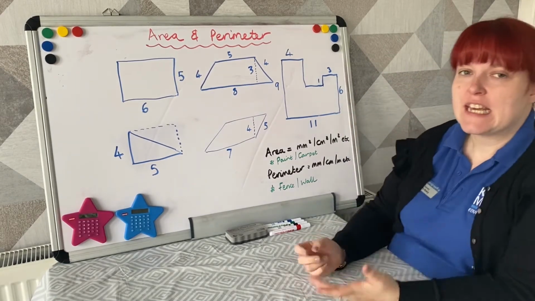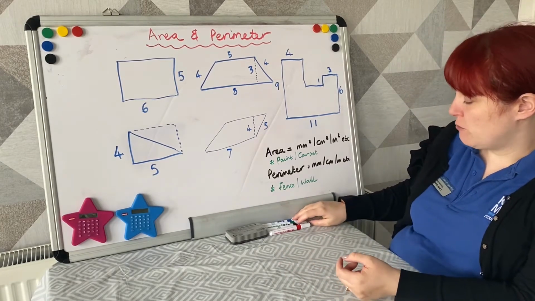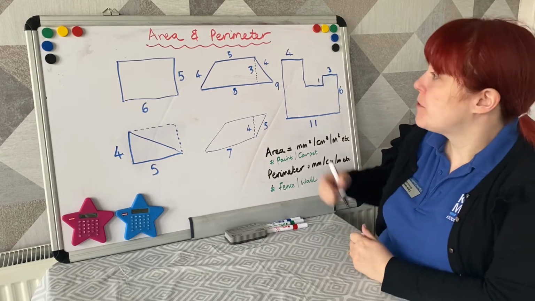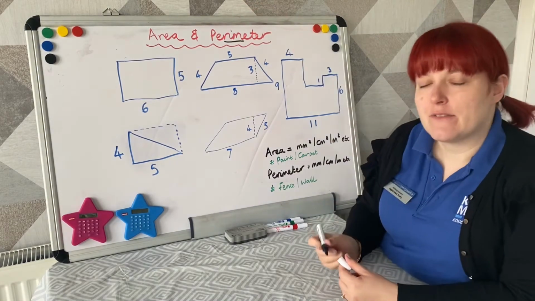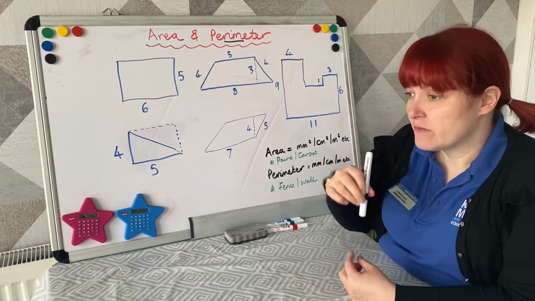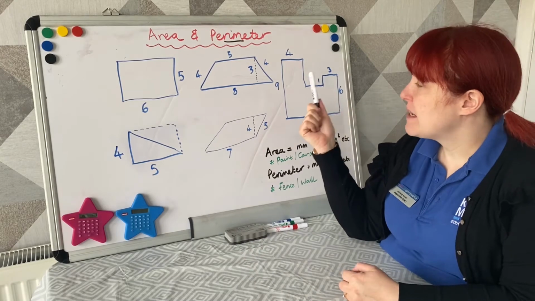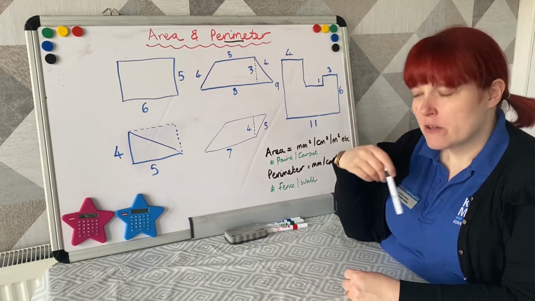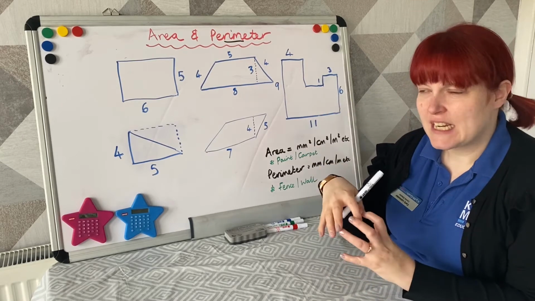Okay, so the first thing is children struggle to remember which one's which. So the easiest way that I've come up with to remember is that perimeter has the word rim in the middle of it. And rim means around the outside of something, so the rim of a glass. Okay, so perimeter, remind them rim, round the outside. Okay, area is the squares on the inside.